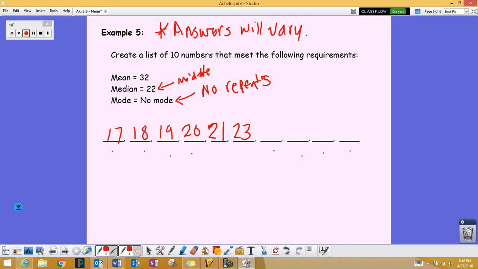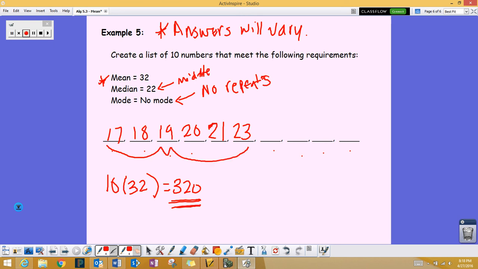Well, our mean is 32, this is the one that we need to use right now. That means for all 10 of these numbers, the mean is 32. So if we multiply 10 by 32, we get 320. This is what the sum of all of your numbers needs to be. So far we have 17 through 23, and when I add all those numbers together, actually let's do 17 through 21. Just to keep it in halves. I get a sum of 118.